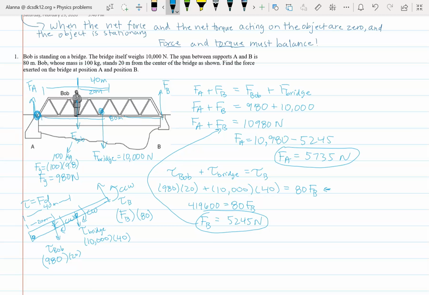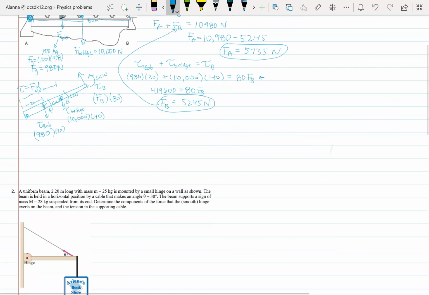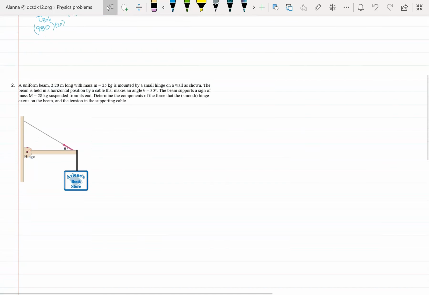And I want to point out that it totally makes sense that FA is bigger than FB. Since Bob is standing closer to this end of the bridge, FA would have to provide more support than FB. And that's how you solve problem number 1 here. And here's problem number 2.